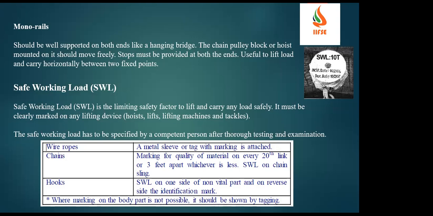For wire ropes, a metal sleeve or tag with a marking is attached. If it is wire rope slings or chains, the marking of the quality of the material is on every 20th link or 3 feet apart, whichever is lesser. If you see chain slings, they will have a symbol and some grade letters in alphabets. If it is hooks, they will mark SWL on one side of the hook. Where marking on the body part is not possible, it should be tagging. If you are not able to put an SWL on the lifting part, you can put a tag as SWL.